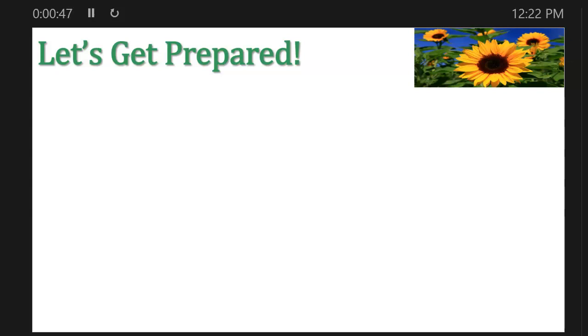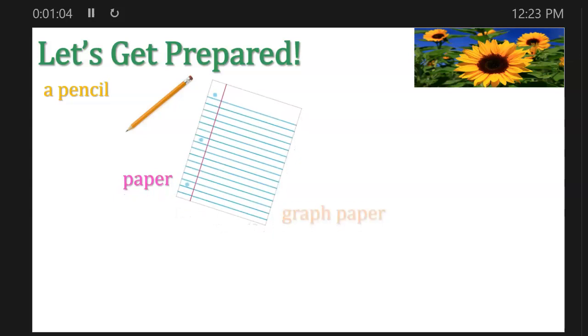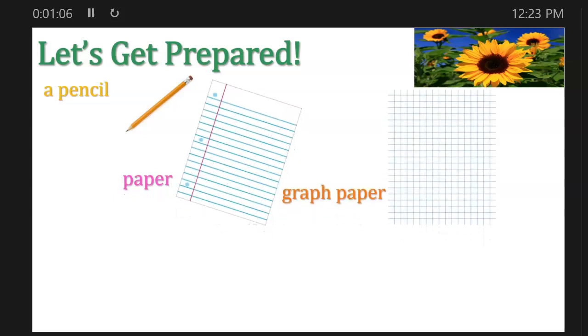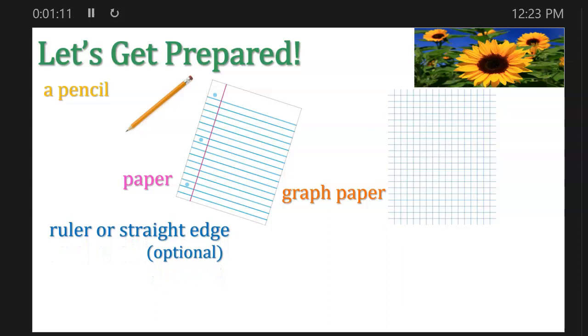Today's lesson topic is reflections on a coordinate plane. So this is another transformation we're going to study today. So let's get prepared. We're going to need a pencil today with an eraser so that if we make a mistake we can correct it. Paper to take notes. Also some graph paper because we are working with transformations. And a ruler or a straight edge is optional for this lesson.